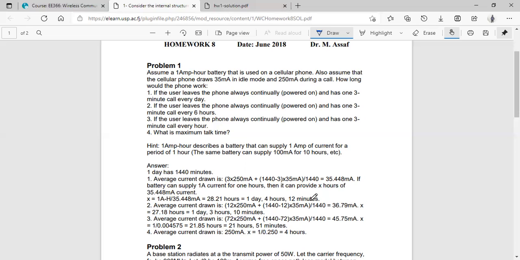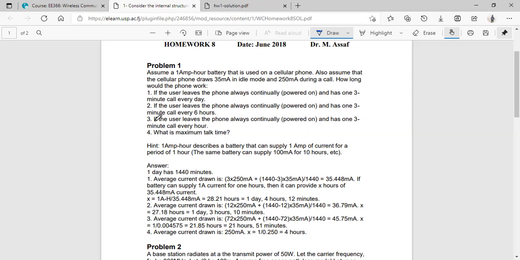So again, the 1 ampere hour divided by 36.79 milliamps is basically going to give us 1 divided by 36.79, right, which gives us 27.18 hours. So this is in hours. Converting this into days, hours and minutes is equivalent to 1 day, 3 hours and 10 minutes. Okay.